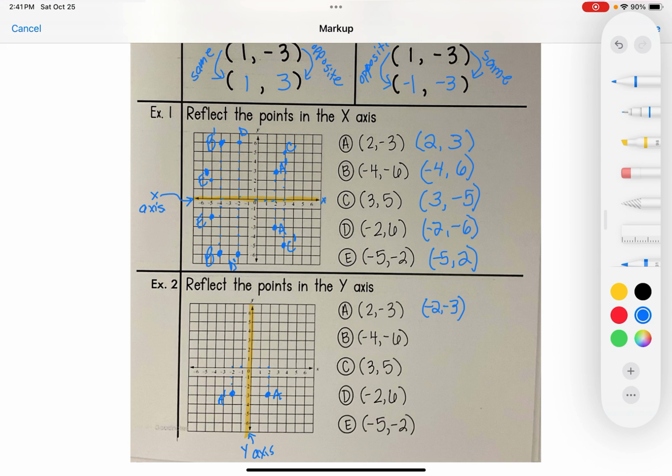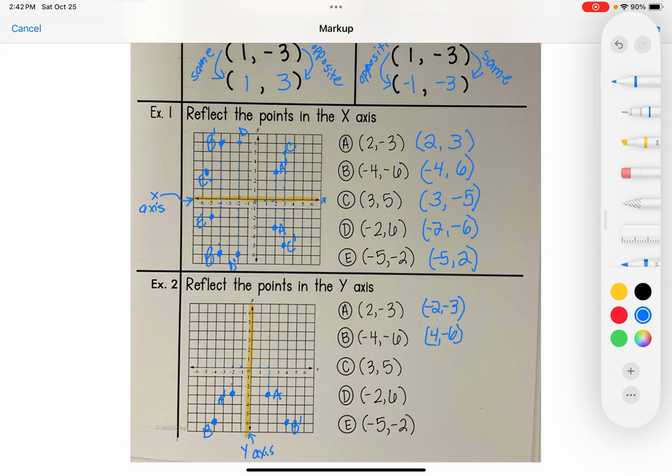Okay, B, negative 4, negative 6. Here's negative 4. Now I go down to negative 6. I'm going to plot that point right there. I'm going to call it B. And now I'm going over the yellow line. So I'm going from quadrant 3 over to quadrant 4. So I'm going over the Y-axis, so my X is going to change and become positive 4. My Y stays the same. So the one you go over stays the same. So it stays negative 6. So now I'm going to go positive 4 down to negative 6, and I've got B prime.